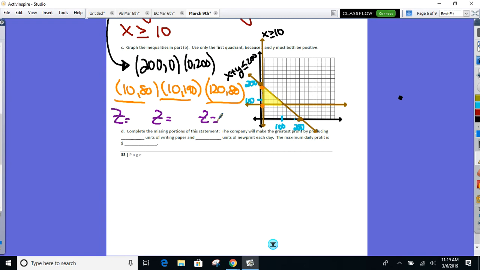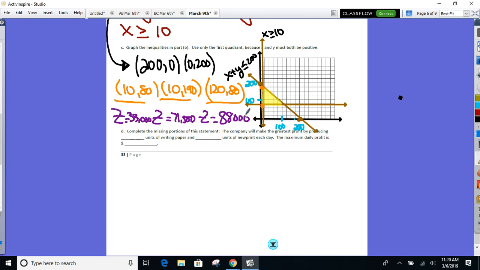Go ahead, plug them back into that Z equation you made at the beginning. How much are you going to make by selling 10 and 80? $33,000. How about 10 and 190? $71,500. And how much money from 120 and 80? 88.